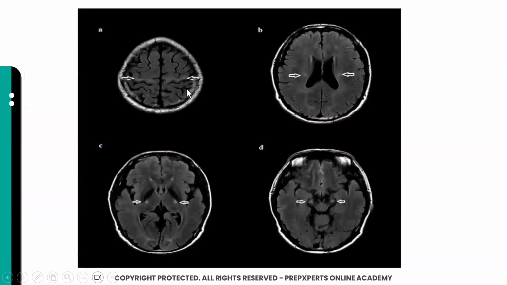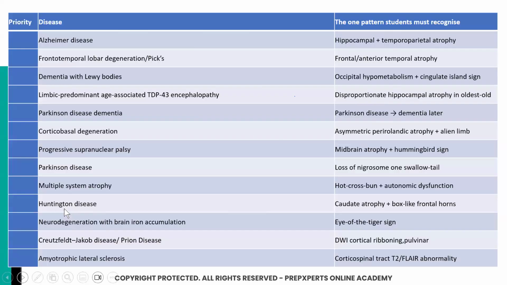So you can see that this is your precentral motor cortex. This is T2 hyperintensity here. We can see hyperintensity in the corona radiata here. This is our motor cortex. This is our corona radiata. This is our internal capsule. And even there are hyperintensities in the brainstem. So any of these four can be present to diagnose amyotrophic lateral sclerosis, and there will be symptoms of upper and lower motor neuronal disease.